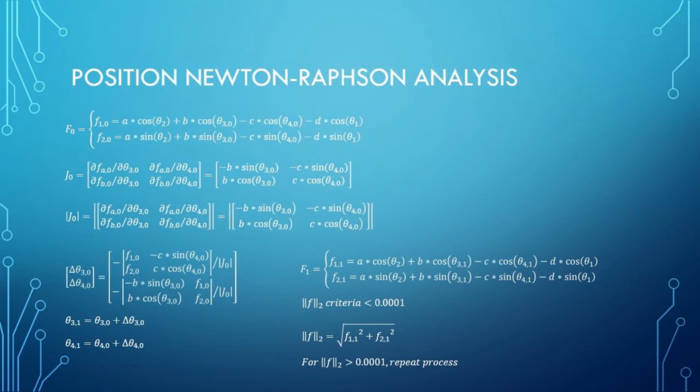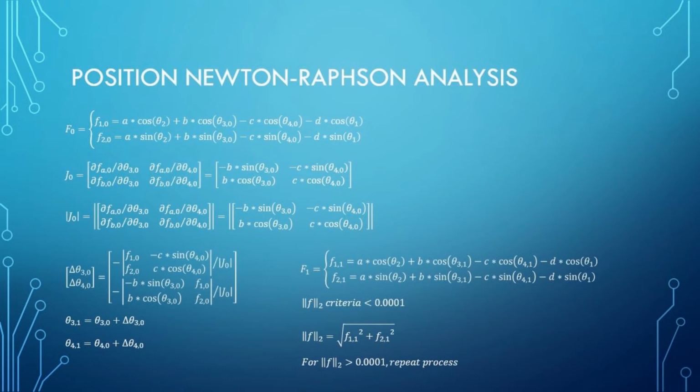For the iterative analysis, or Newton-Raphson analysis, we calculated F1 and F2 using the two cases for theta 2 and our initial guesses for theta 3 and theta 4. Our J0, or our J matrix, was calculated using the derivative of F1 and F2 with regards to our theta 3s and theta 4s. Then we took the determinant of that J matrix, and using that J matrix, we calculated delta theta 3 and delta theta 4.